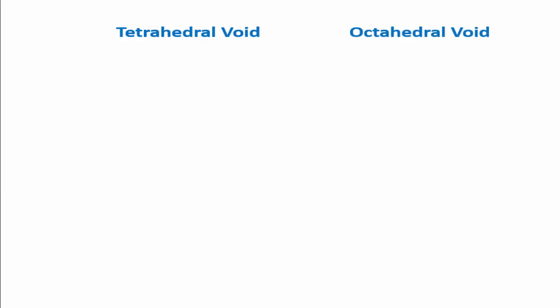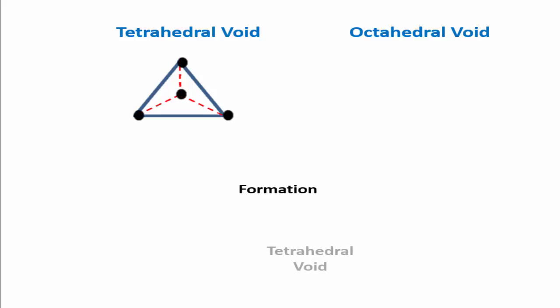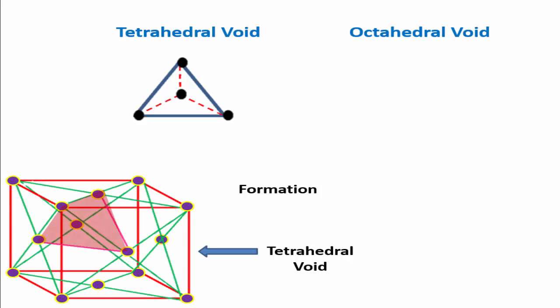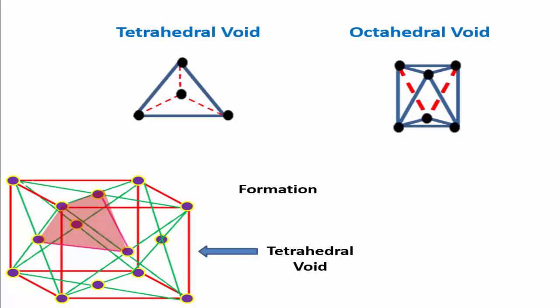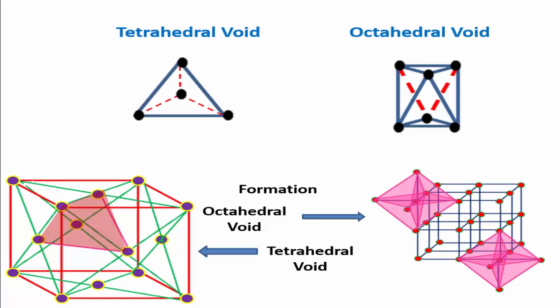Another way of showing a tetrahedral void is this regular tetrahedron, where the corners of the tetrahedron are occupied by the four spheres. So the formation of a tetrahedral void can be shown in this way. Similarly, an octahedron is shown this way, where the corners of the octahedron are occupied by the six spheres, and the formation of an octahedral void is shown in this way.